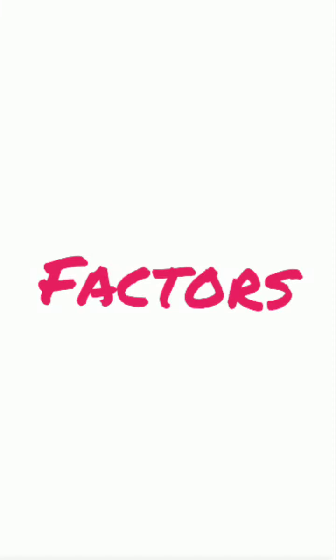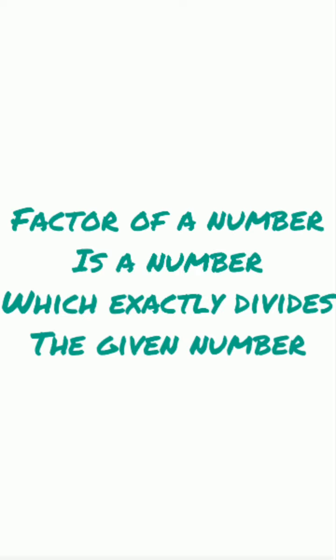Hello everyone. In the last class we studied about factors. So what is meant by a factor of a number? A factor of a number is a number that divides the given number exactly. That means when we divide the number by its factor, we will get the remainder as 0.